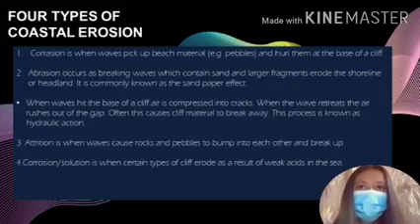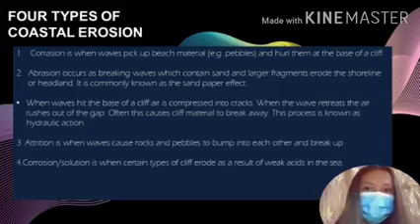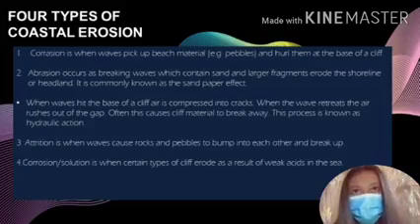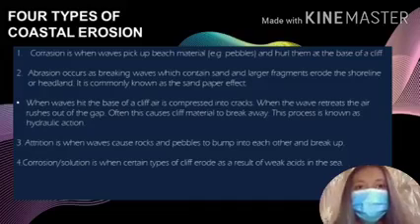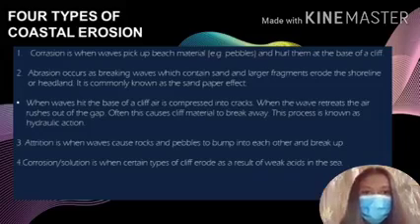So the third type of coastal erosion is attrition. Attrition is when waves cause rocks and pebbles to bump into each other and break up. So that is the third type of coastal erosion. So we're moving to the last type of coastal erosion, which is the corrosion.